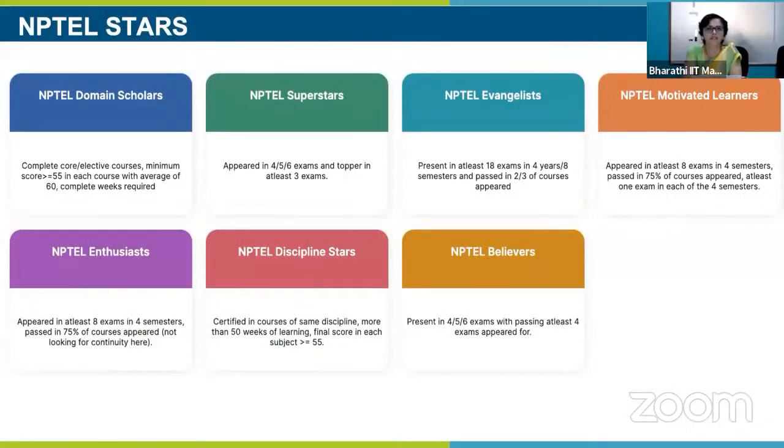Okay. The next one, there are a lot of students, learners, faculty who do multiple courses with us. There are people who do maybe three courses in a semester, four courses in a semester. They are toppers in two or three courses every semester. There are people who have done a lot of courses with us. I'll maybe show you that data in the next one. But this is another type of recognition we give to NPTEL learners.